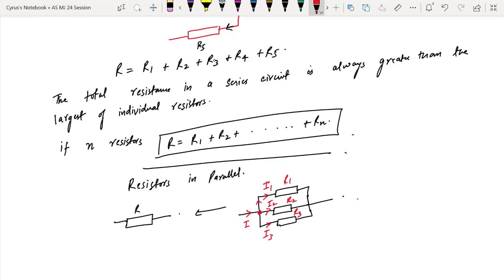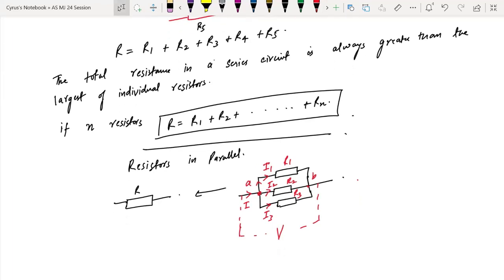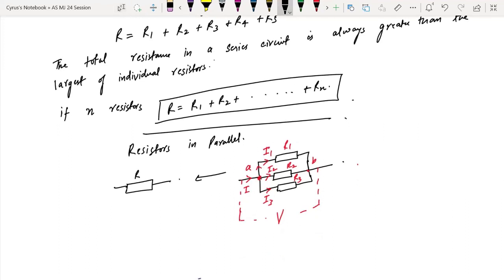There is an important thing here: in parallel circuits, the potential difference is the same across these 2 points. Let's say this is point A, let's say this is point B. So the potential difference across all of these resistors is the same. Whenever you have a parallel circuit, you have to see that the current splits. And we'll see this in Kirchhoff's laws in DC circuits as well, and there I'll prove that.